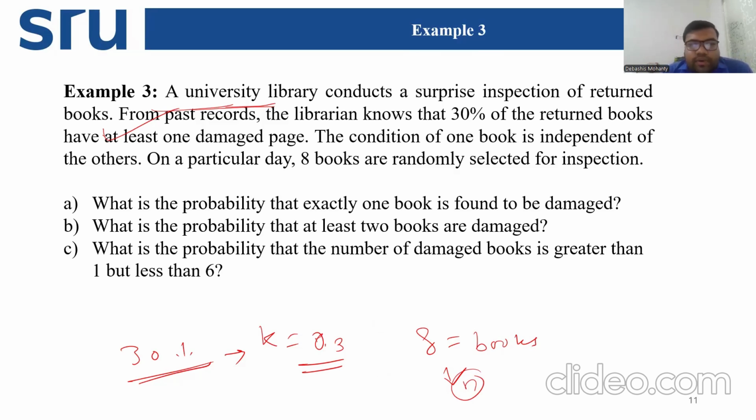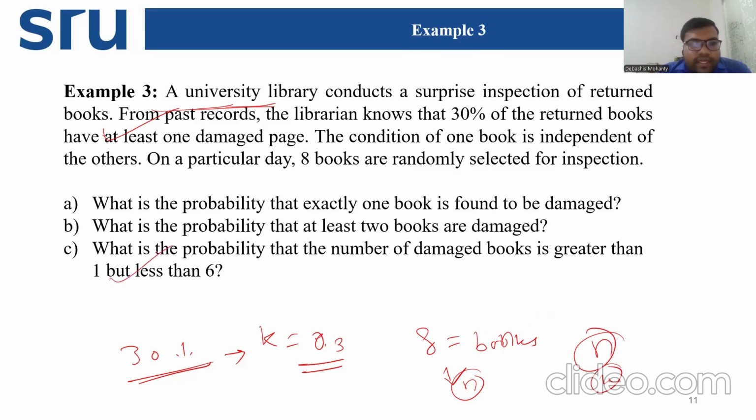So from this information we have gathered the K value, the probability of success, as 0.3 because 30%, and the 8 books means the number of trials. Here the n value we are taking as 8. So from the above information, we gather two things, the n value and the k value. Okay, students, so now coming to our question.